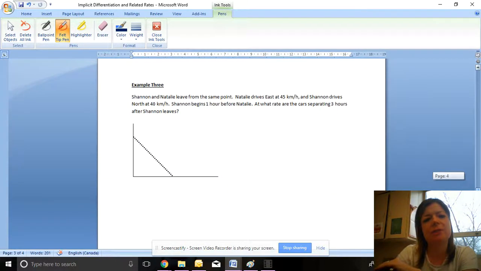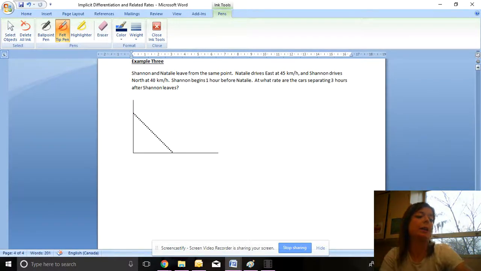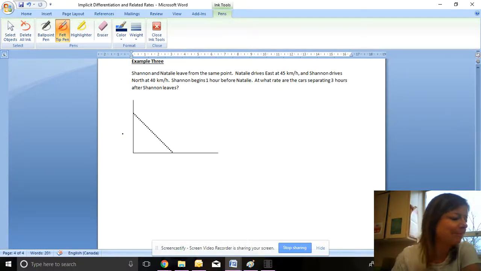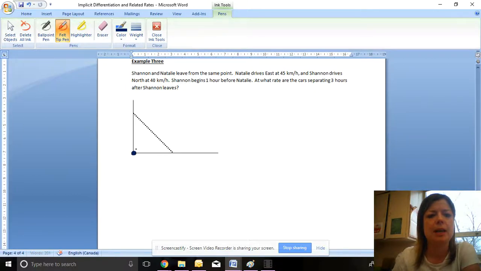Okay. Last question involves the separating distance thing. So we're going to use the Pythagorean theorem here. But let's go ahead and read the problem. Shannon and Natalie leave from the same point. So they're both leaving from this point. Natalie drives east at 45 kilometers an hour. So here's Natalie. And Shannon drives north. So here's Shannon. Natalie's going 45 kilometers an hour, and Shannon is going 40 kilometers an hour.